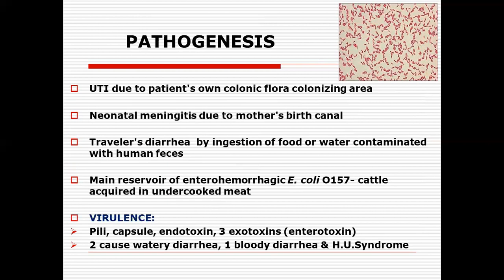Now, the pathogenesis of Escherichia coli is very simple. If you keep in mind the anatomical structure, urinary tract infections are due to the patient's own colon flora colonizing the area. This is very common in females because of the short distance between the urethra and the vagina. The organism can easily move from the colon to the vagina. Neonatal meningitis occurs because the baby gets this infection during delivery, through the birth canal, like we have seen in the case of meningitis.